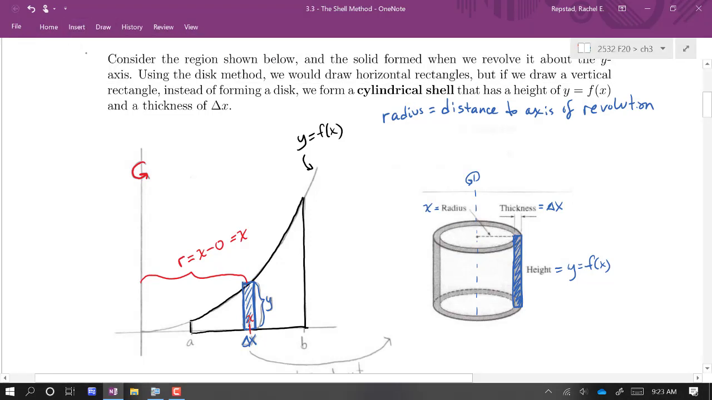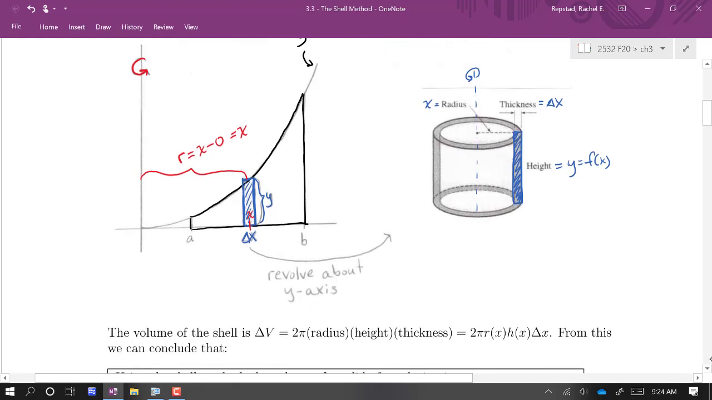If you're revolving about the y-axis, your radius is going to be x if you're using shells. Similarly, if we revolve about the x-axis using shells, so we have horizontal rectangles, your radius would be equal to y, because it's a top minus bottom expression.